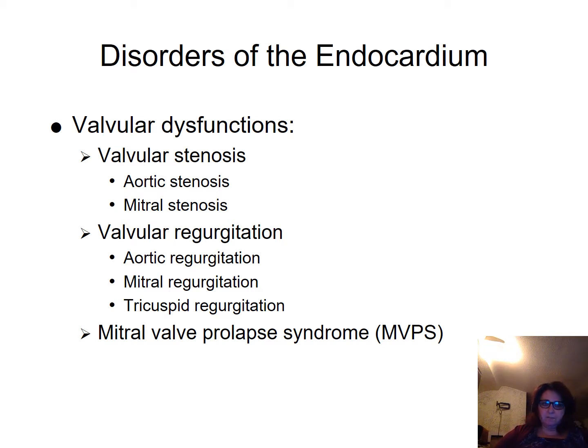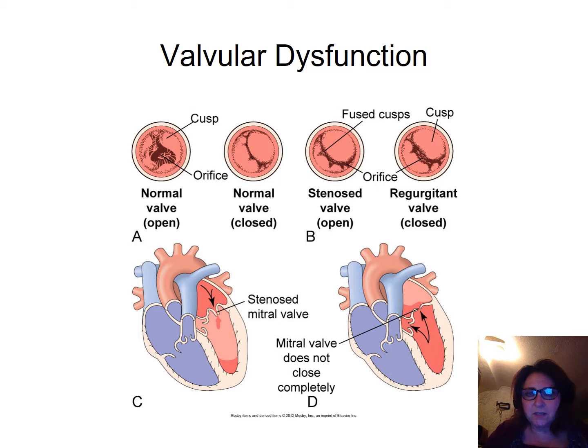Disorders of the endocardium, and I'm not going to go into these too much because I'm sure this is review for all of you. Valvular dysfunction, so you've got valvular stenosis, aortic and mitral. Valvular regurgitation, aortic, mitral, and tricuspid. All those valves can regurgitate, and it's exactly what it sounds like. Blood shoots back through the valves. Mitral valve prolapse syndrome occurs. Those are all disorders of the endocardium. And this is what they look like. These are called cusps, the little flaps here.